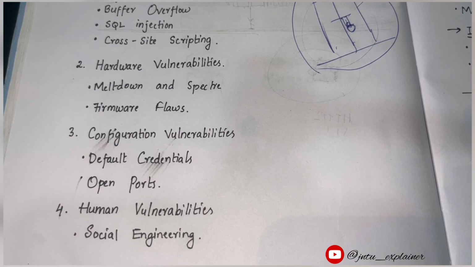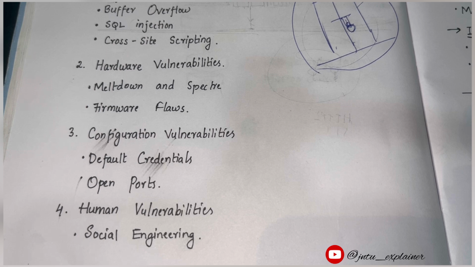The third one is configuration vulnerabilities. There are two types in this: default credentials and open ports. By using default usernames and passwords on devices or software, attackers can easily exploit the data. They try to find a flaw in the credentials present in the system, and they try to access the complete usernames and passwords. The second one is open ports. Unnecessary open network ports can be exploited for unauthorized access.